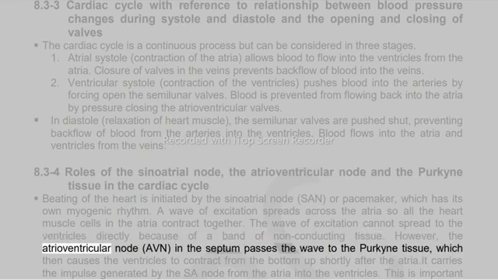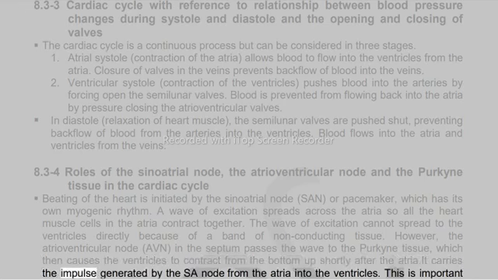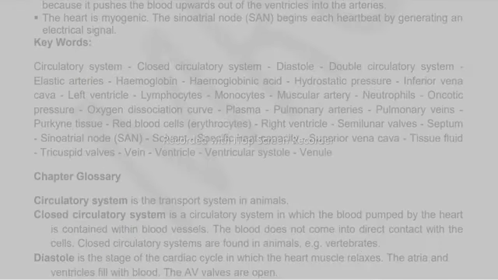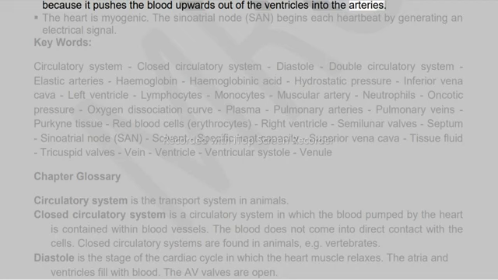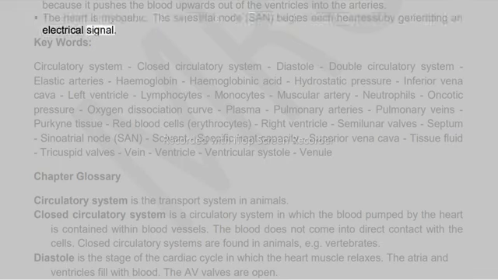However, the atrioventricular node, AVN, in the septum passes the wave to the Purkinje tissue, which then causes the ventricles to contract from the bottom up shortly after the atria. It carries the impulse generated by the SA node from the atria into the ventricles. This is important because it pushes the blood upwards out of the ventricles into the arteries. The heart is myogenic. The sinoatrial node, SAN, begins each heartbeat by generating an electrical signal.